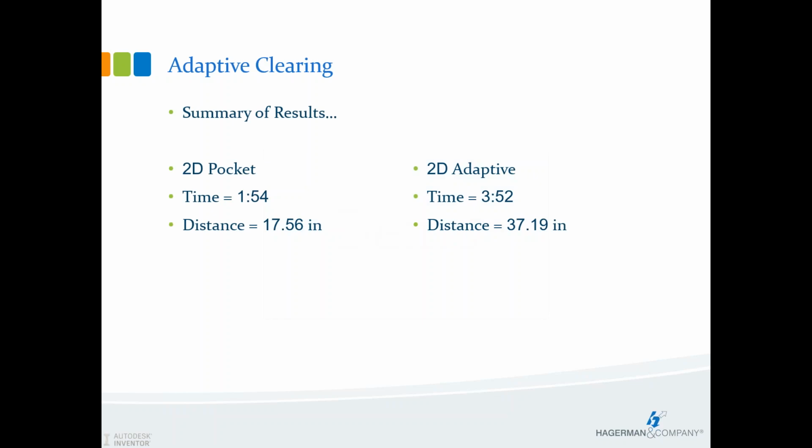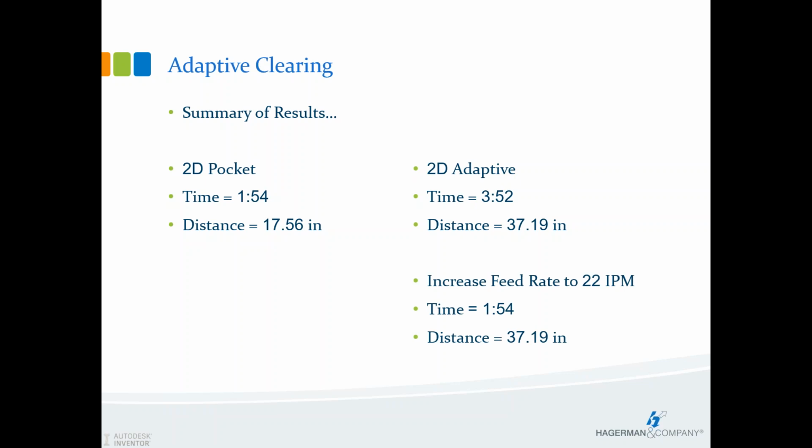Go to the next slide. Little quick summary of what we just saw. The standard traditional 2D pocket, 1 minute 54. Distance 17.56 inches. Doing the adaptive approach, the initial time was 3:52. Distance almost twice as much. But if you're allowed to increase your feed rate, which I can because I'm not burying the tool anywhere.